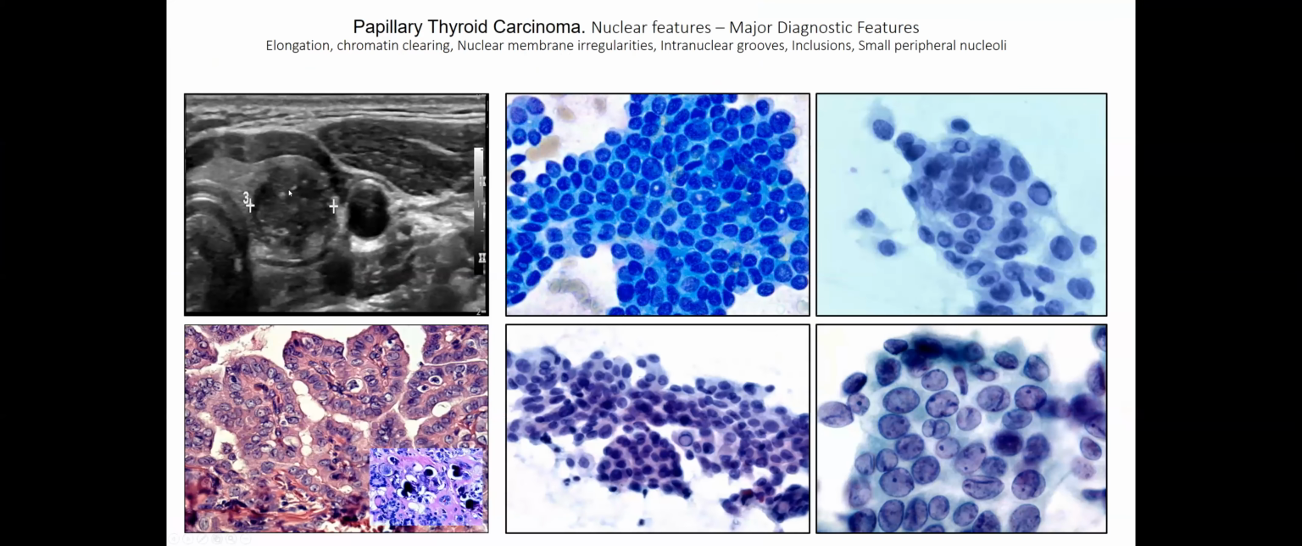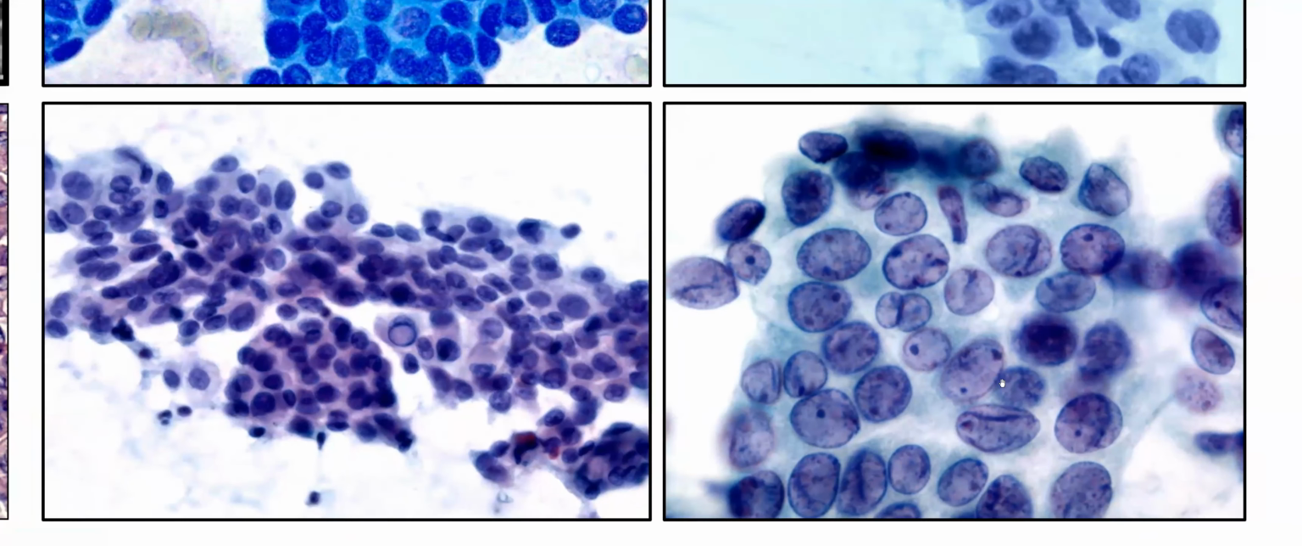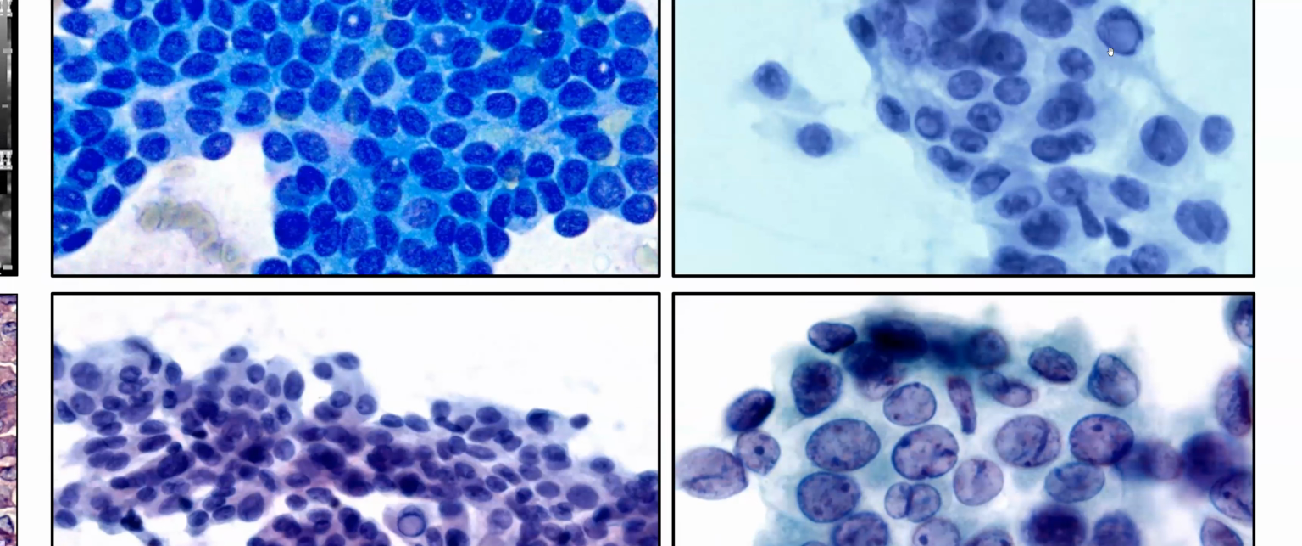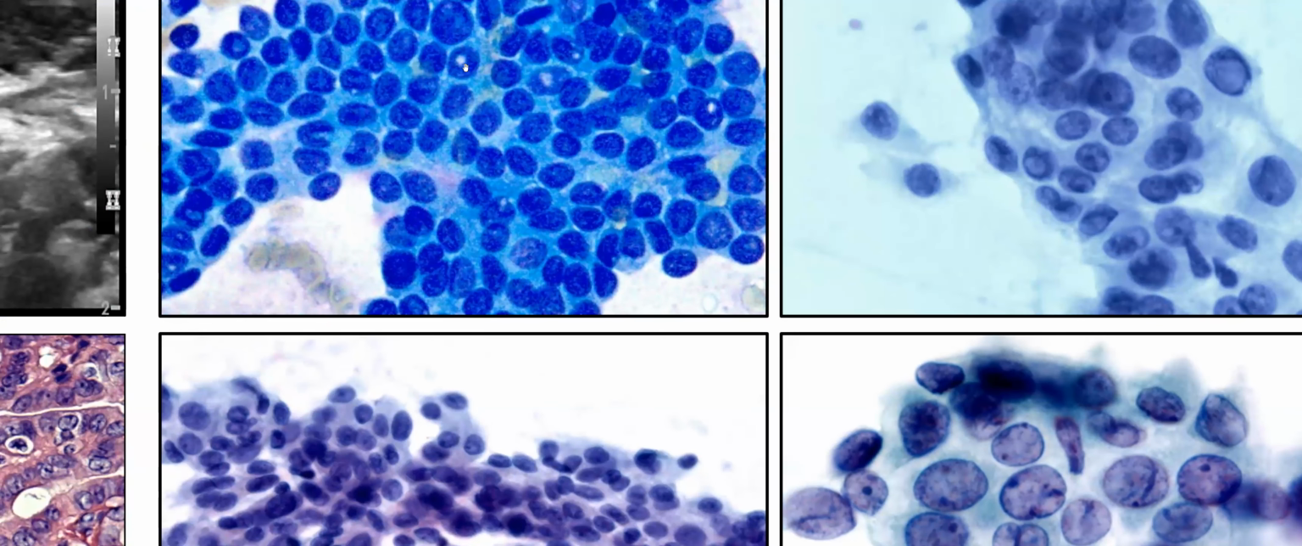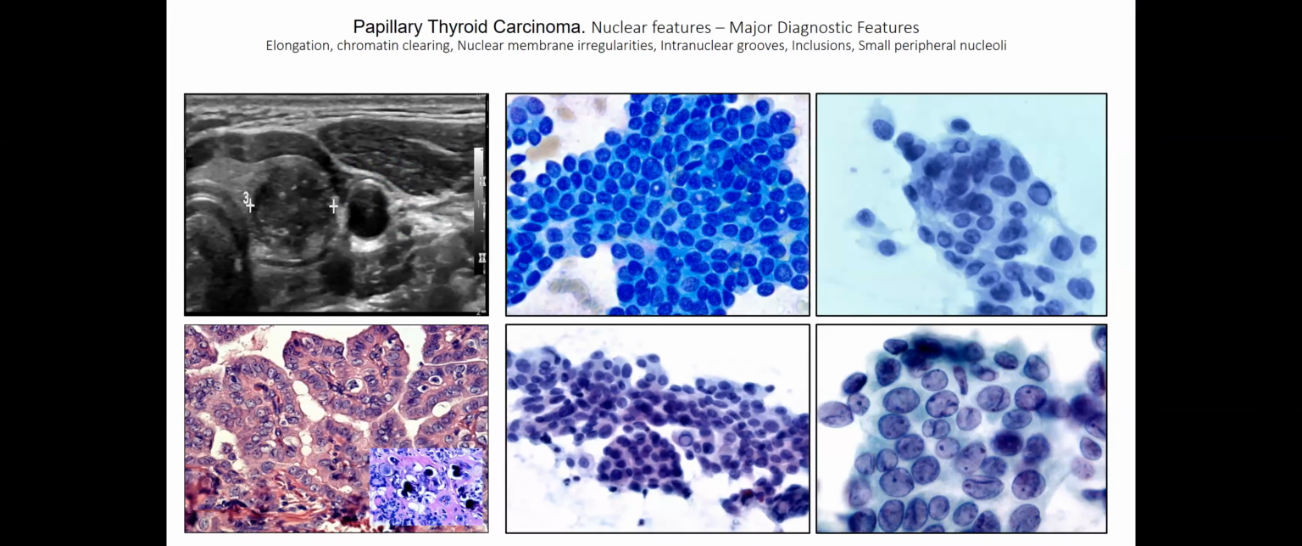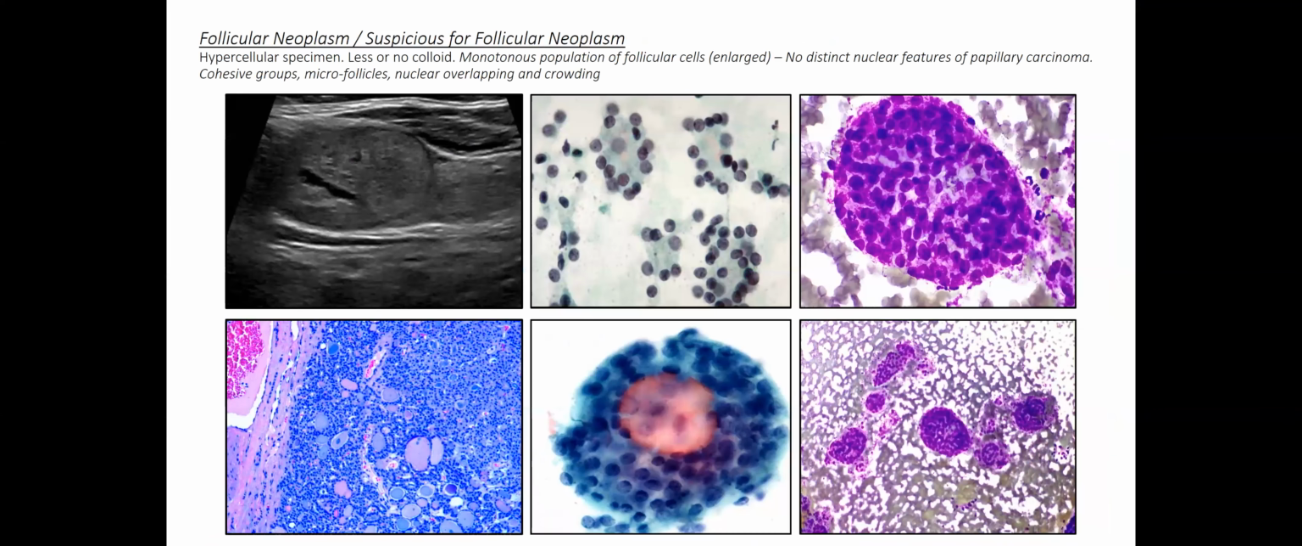Papillary carcinoma shows you echogenic foci, a hypoechoic nodule with an infiltrative border. It has papillae and psammoma bodies on histology, and you make that diagnosis based upon nuclear cytology of elongated cells, chromatin clearing, intranuclear grooves, and beautiful intranuclear pseudo-inclusions like here also. So that is a classic case of papillary thyroid carcinoma.